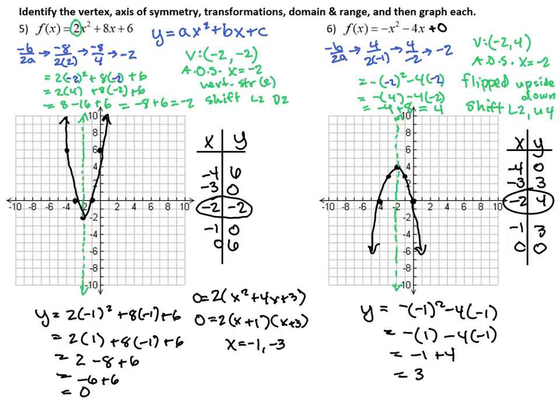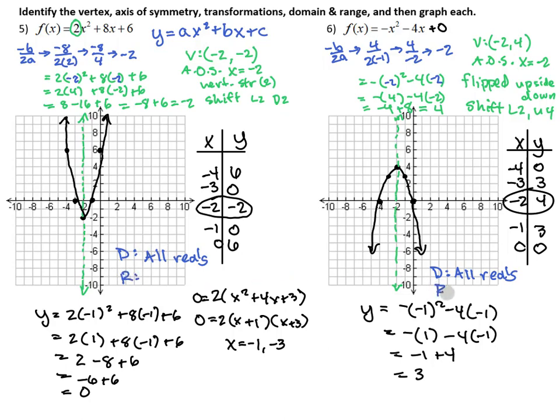Lastly, our domain and range, which I guess we haven't done for either of these, so let's do that quickly. We know the domain on both of them is all real numbers. So we'll go ahead and write that for both, all reals. Okay, it goes left and right forever with no gaps or holes.